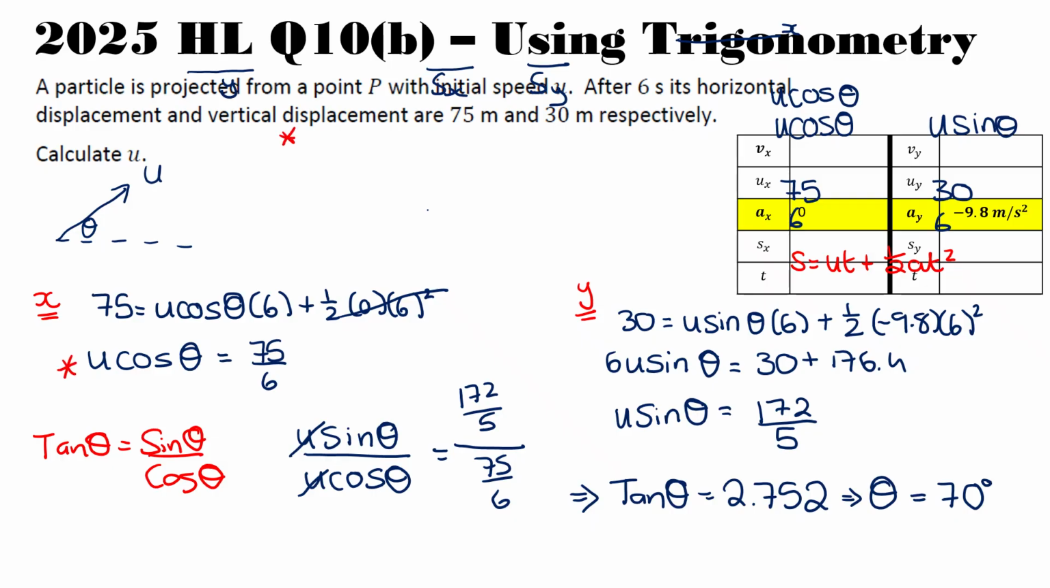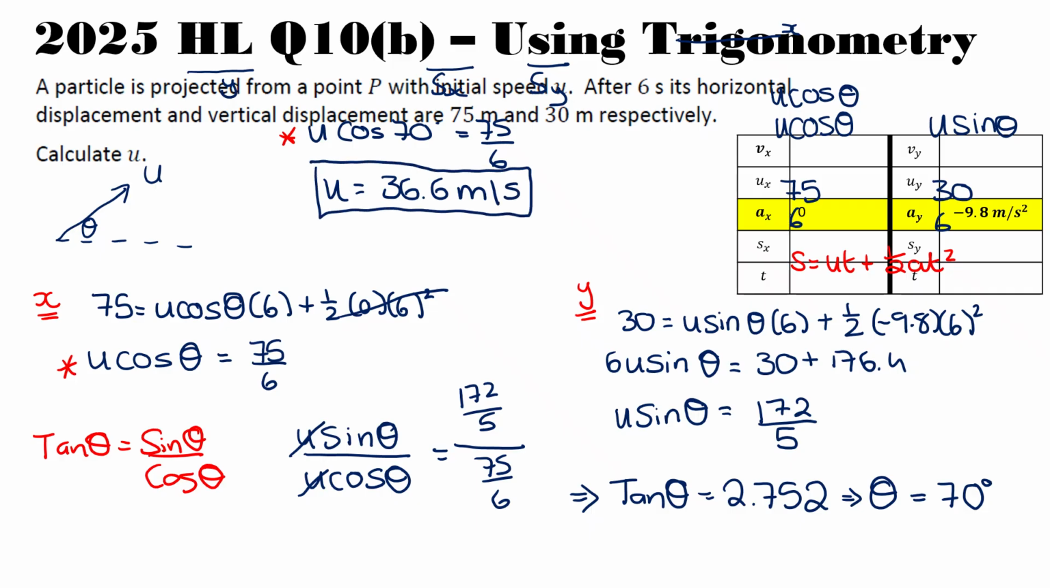I'm going to bring it up where I have a bit of space, and I'm going to say u cos 70 is equal to 75 over 6. So u is equal to 75 over 6 divided by cos 70, and that works out as 36.6 meters per second.